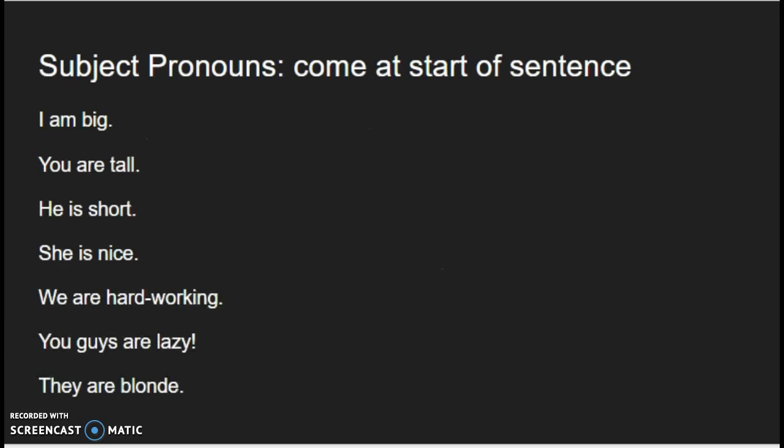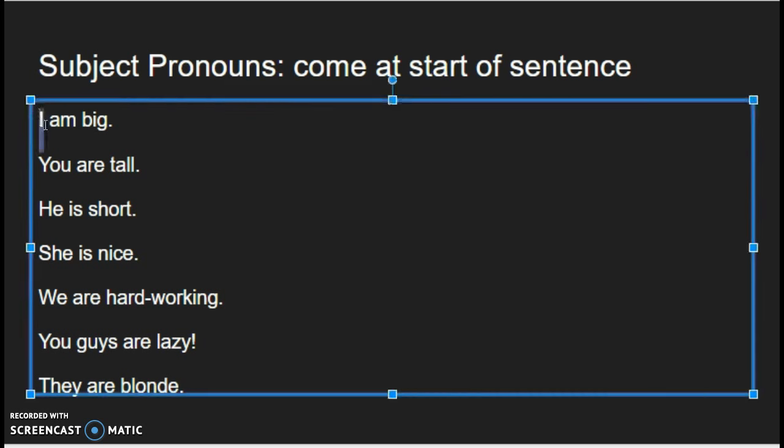So, subject pronouns in English. Think of the subject as the part of a sentence that is at the start. So if I have a sentence, "I am big," I is going to be my subject in the sentence, because that comes at the start. I is the person doing the action of being big.